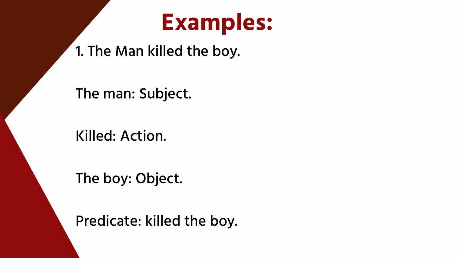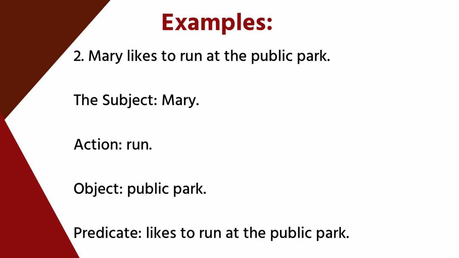So, in short, the man killed the boy. The man is the performer of the action killed, while the receiver, or the person being affected by the action, is the boy, and that makes the boy the object of the sentence. The man killed the boy. Mary likes to run at the public park. The subject is Mary. The action Mary performed in the sentence is running, which is the action run. The object, public park, and the predicate, likes to run at the public park.